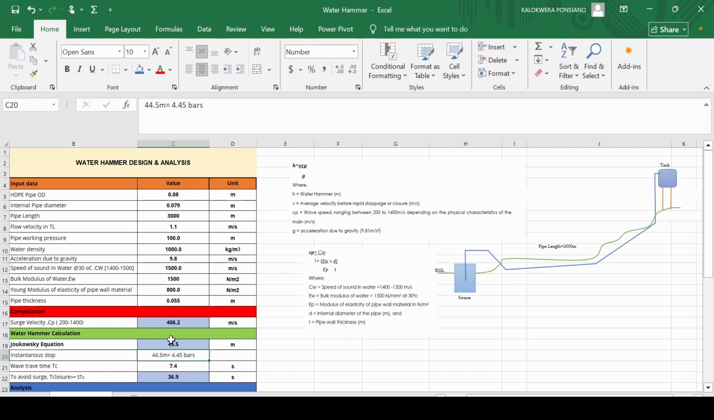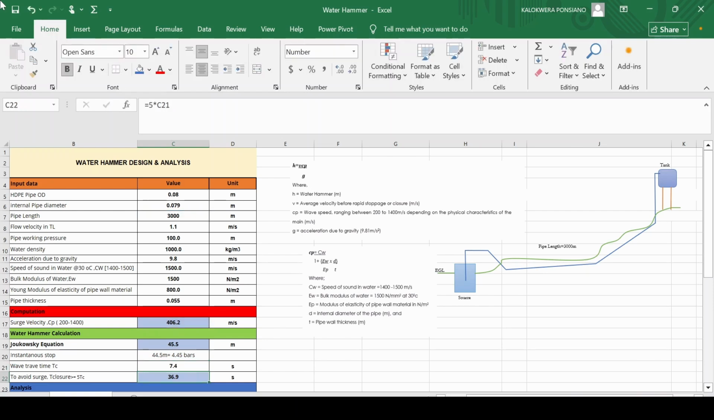How fast the wave travels in the system. To calculate the travel time of the wave, it is basically the pipe length divided by the surge velocity. Our pipe length for the transmission line, which is 3000, divided by the surge velocity, which we calculated as 406.2, gives us a value of 7.4 seconds.